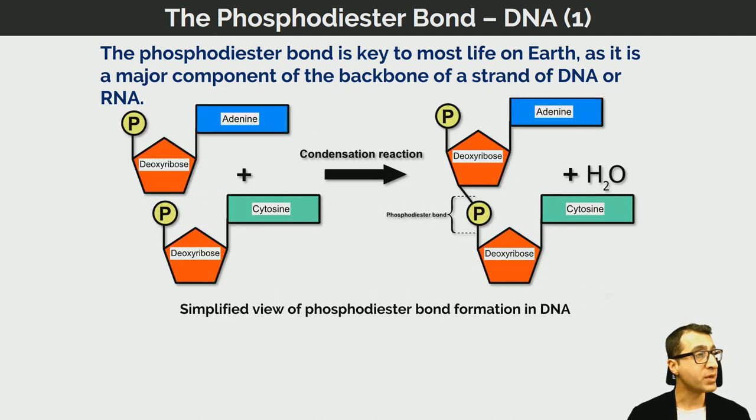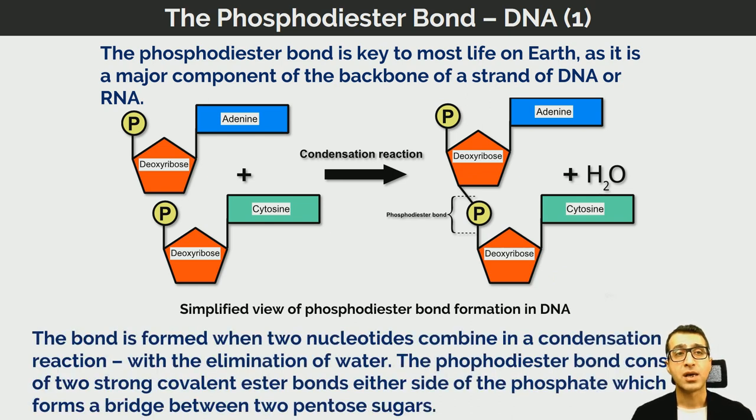So what we have here is two monomer subunits of DNA. We have an adenine-containing nucleotide here. We have a cytosine-containing nucleotide here. And the way that they're bonded is by means of a condensation reaction that links this carbon of the pentose sugar to the phosphate group of the adjacent nucleotide, and this is done by the removal of a water molecule. Now, the bond that's formed is referred to as a phosphodiester bond, and it consists of two strong covalent ester bonds either side of the phosphate, which forms the bridge between the two pentose sugars.